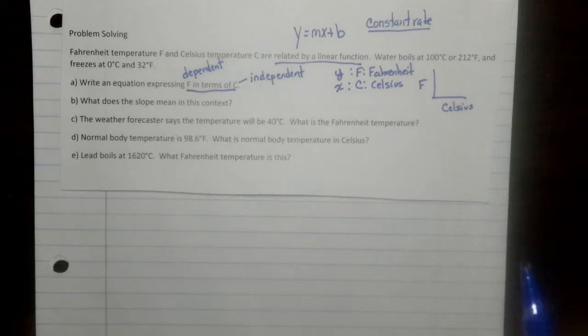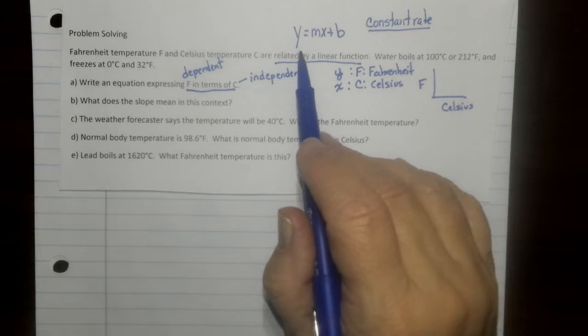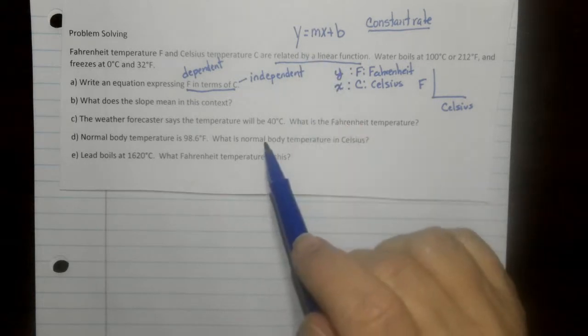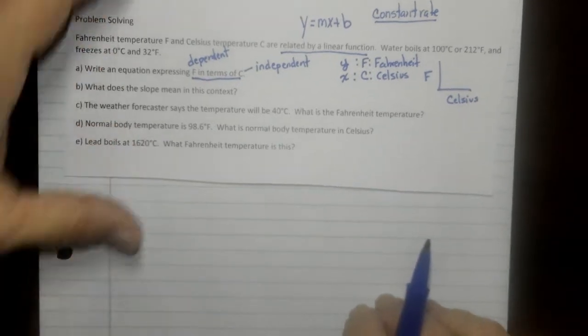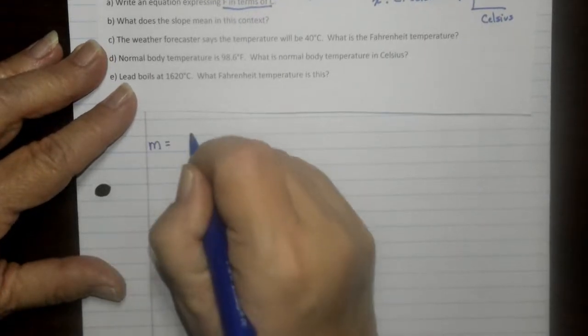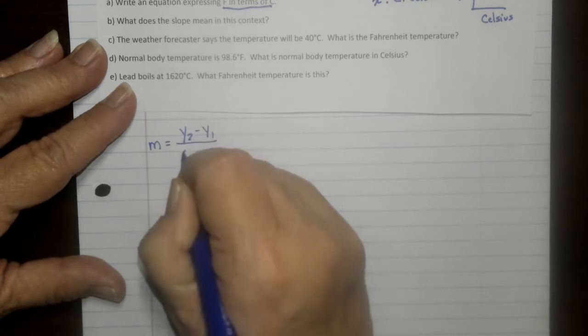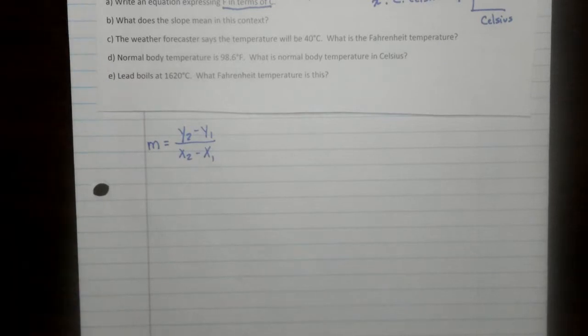Alright, so we need to write the equation. So I'm looking at a linear equation, y equals mx plus b. I need to know the slope. I don't have any more room to write on this paper, so I'm going to write on my notebook paper here. Slope is equal to y2 minus y1 over x2 minus x1. So in order to know the slope, I need to have two ordered pairs, x and y.